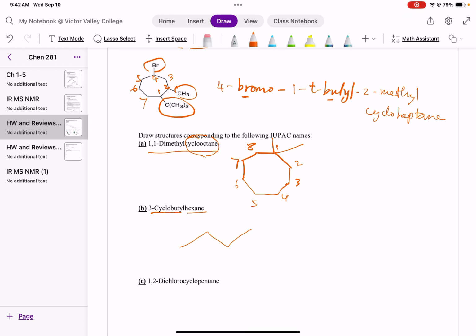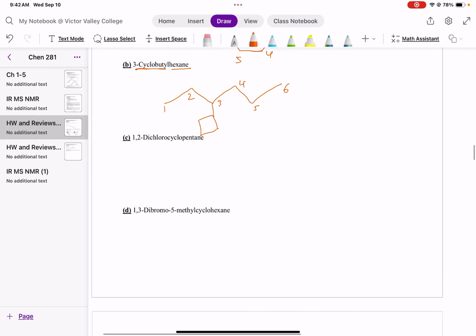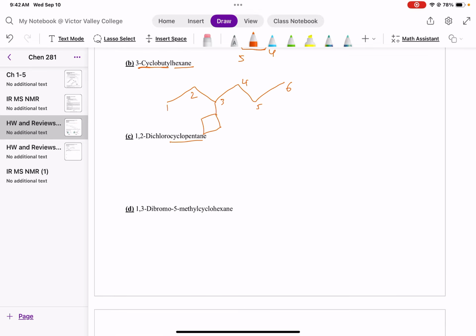Cyclobutylhexane. Hexane means 6. 1, 2, 3, 4, 5, 6, and then cyclobutyl. That looks like a square. 3-cyclobutylhexane. Cyclo again, pentane. That's a 5, and it's a 1, 2. So again, it doesn't matter where you put 1, 2, 3, 4, 5. 1,2-dichloro. So 1-chloro, 2-chloro. That makes it 1,2-dichlorocyclopentane.